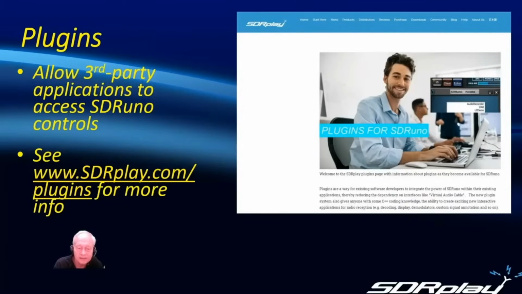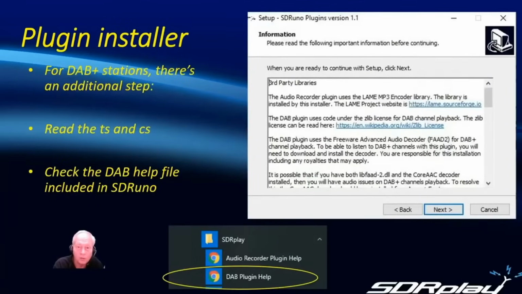You can see sdrplay.com/plugins to keep up to date as new plugins become available. With version 1.4, when you run the plugin installer, you'll see some additional information about a specific audio recorder codec that is needed for the more recent DAB Plus standard. If you're unsure how to do this, you can go to your Windows Start menu and go to the DAB plugin help file.